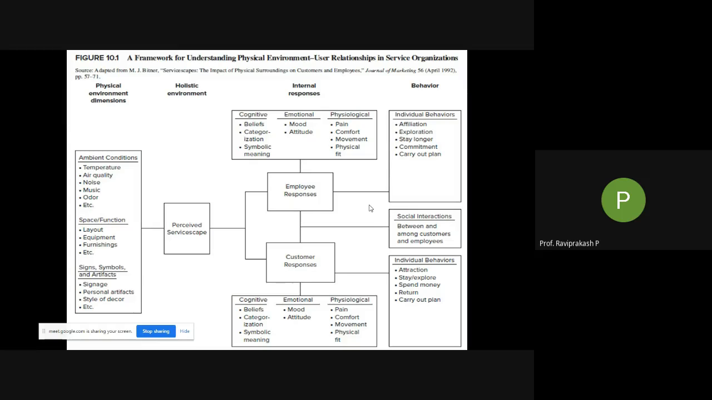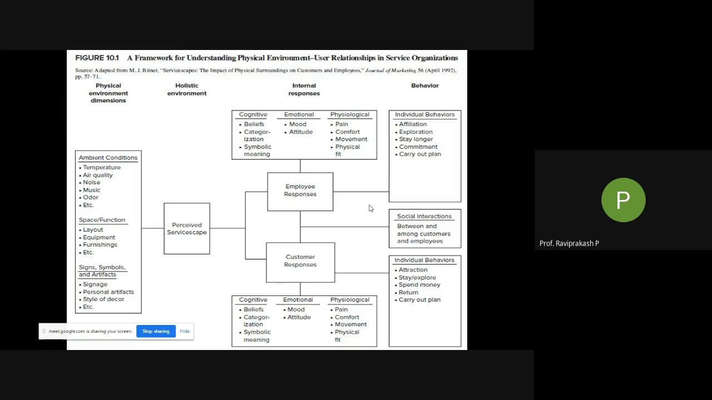For example, particular environmental cues such as the type of office furniture, the decor, and the apparel worn by the people have an effect on beliefs about whether the person is successful, expensive, or trustworthy. So all these feelings come to you by looking at particular things. This is cognitive. Inside you, all these things are going on.